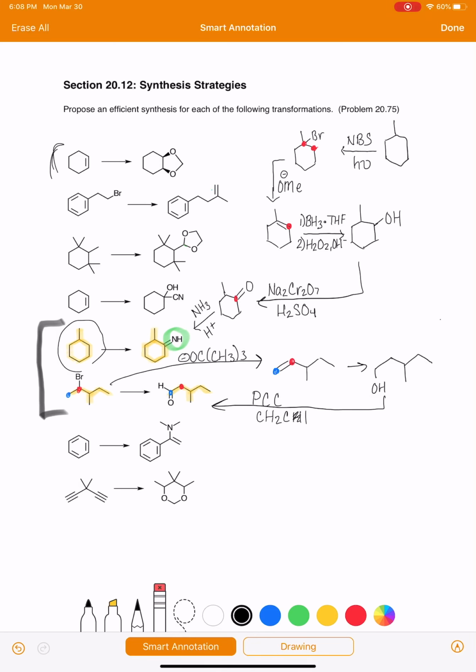CH2Cl2. So how do we get the alkene to the alcohol? Well, we can see we're doing an anti-Markovnikov addition. So again, we're going to use BH3 and THF, followed by H2O2, OH minus.